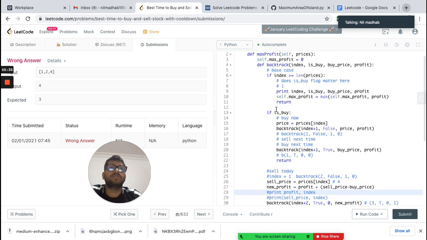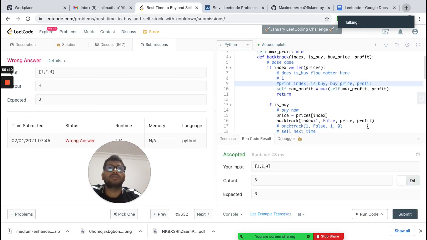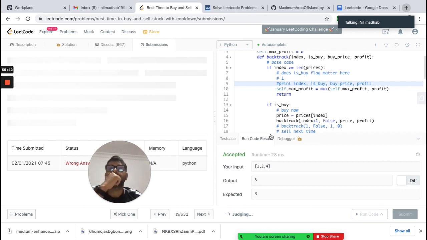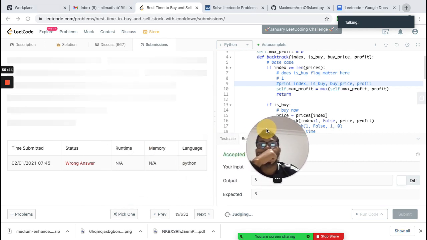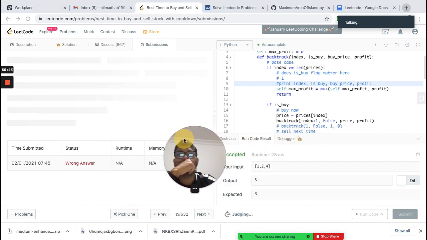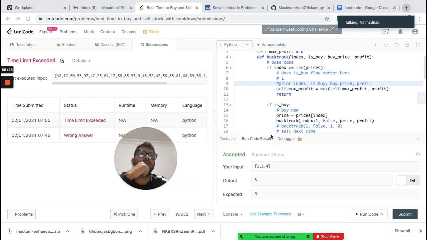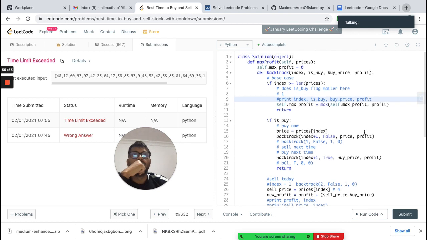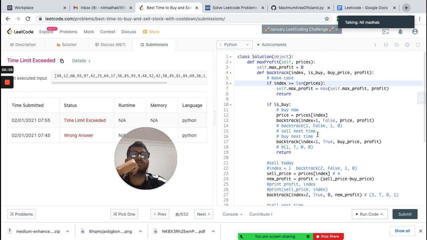Okay, let's do this with input 1 to 4. Yes. So our solution is correct. We just need to optimize it. Okay, we got time limit exceeded. So now we need to optimize it. Our backtracking is working fine, so let's just look at the code.